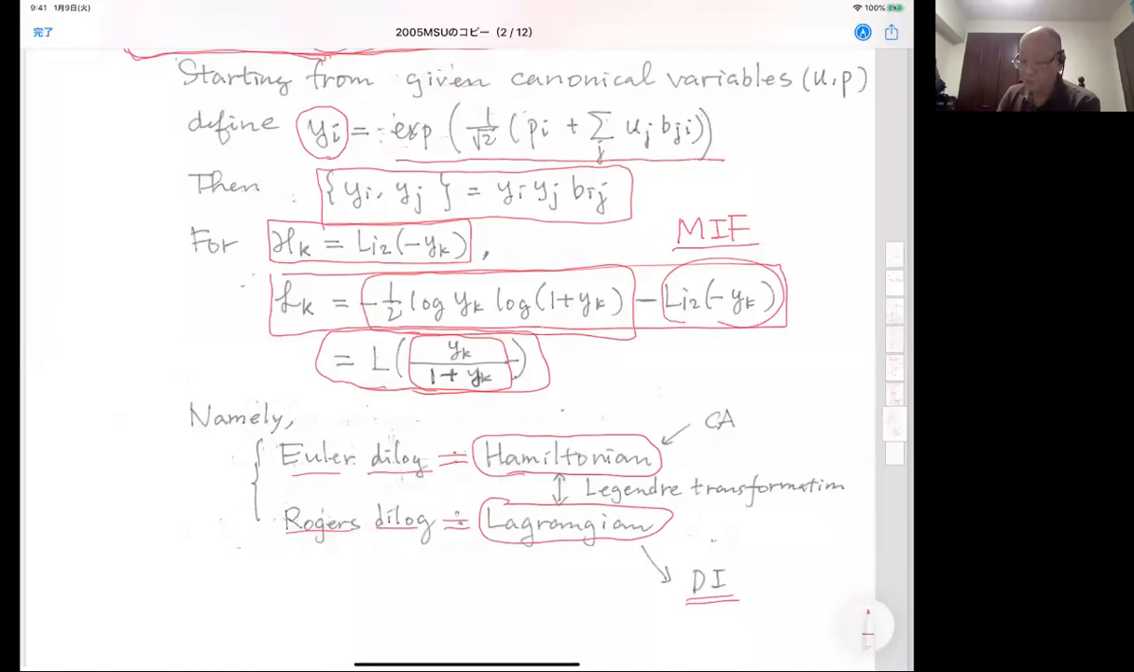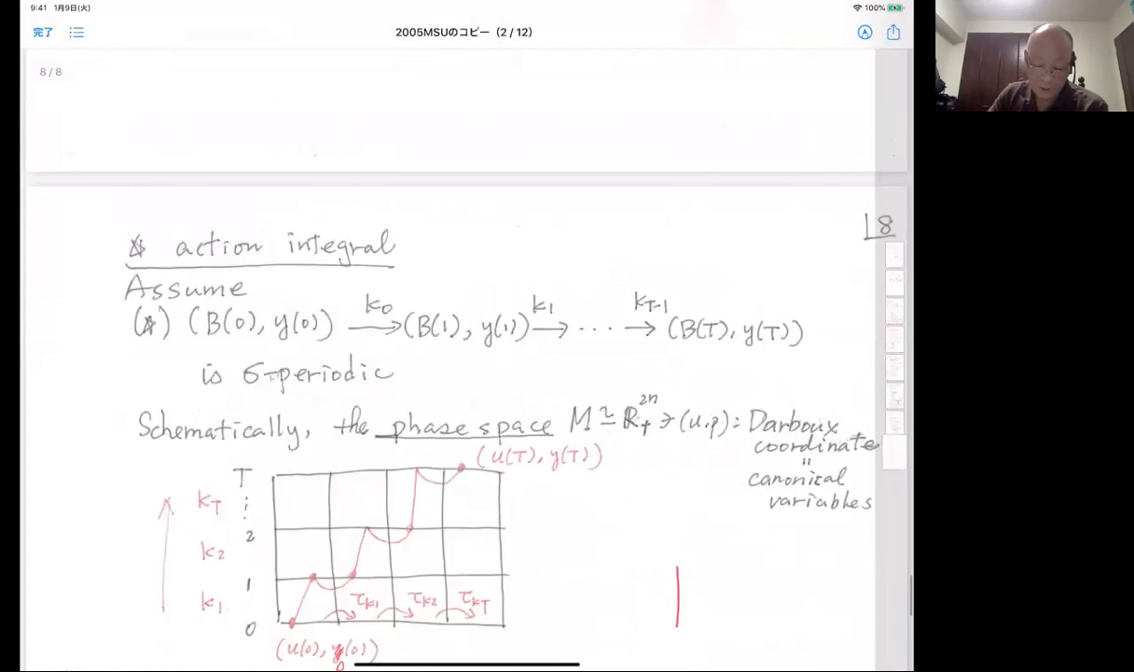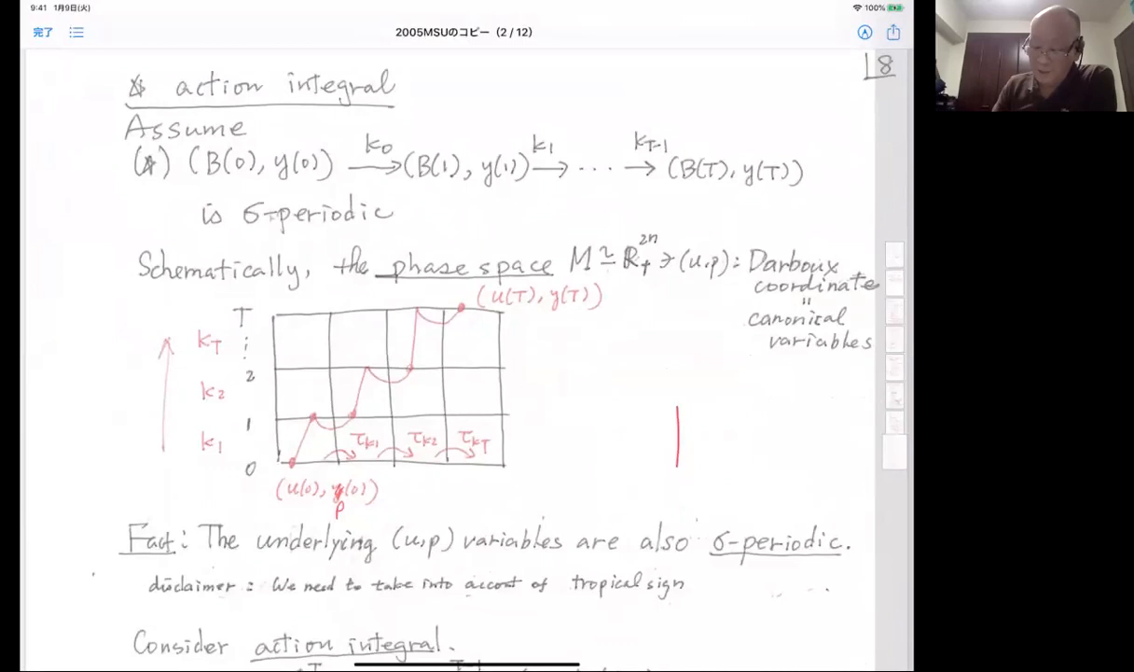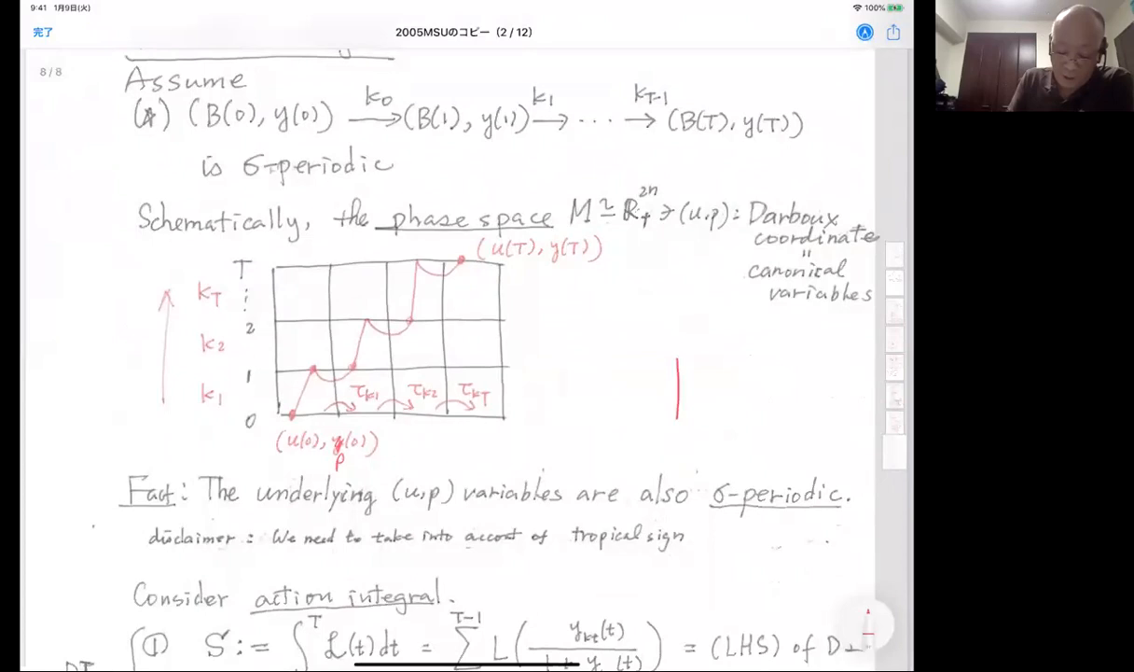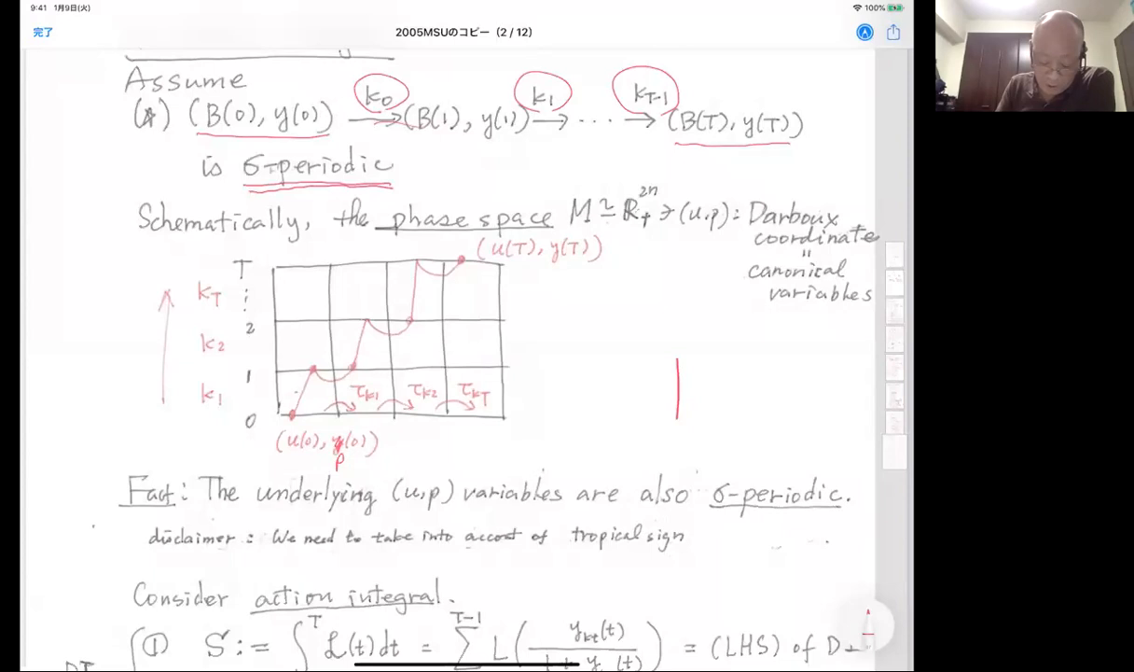Yeah. And so to get a dilogarithm identity, you consider an action integral. So I recall our situation. We have a sequence of mutations, I recall. So this is the initial Y variable. And you make a mutation one time, and you get something. And our assumption is this is sigma periodic. And schematically, we can view this as a dynamic development of our phase space in this UP, which is a canonical variable. It is in the literature also called Darboux coordinates.